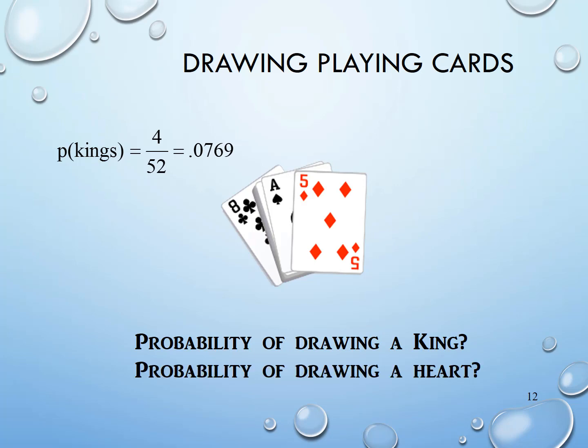What is the probability of drawing a heart? You know every deck has 4 suits, so the probability of drawing a heart is 13 over, again, the total number of cards, 52, so the probability of drawing a heart is 0.25.